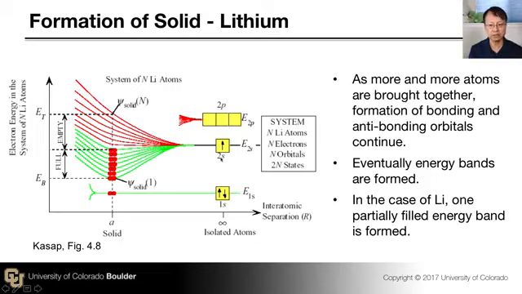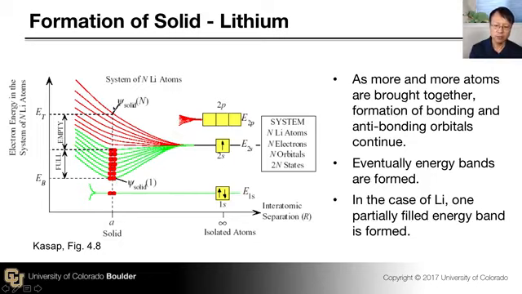In this graph, the x-axis represents the distance between the neighboring lithium atoms. So when they're infinitely far away, as shown here, this is the atomic lithium energy level. When you bring multiple lithium atoms close together, then you go in this direction on your x-axis, and as you do that, the energy levels will begin to split.